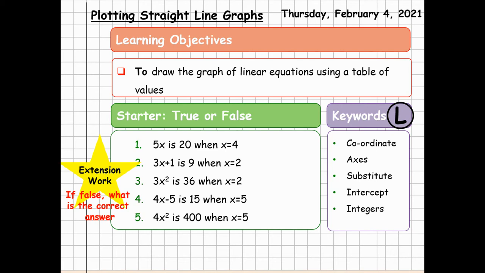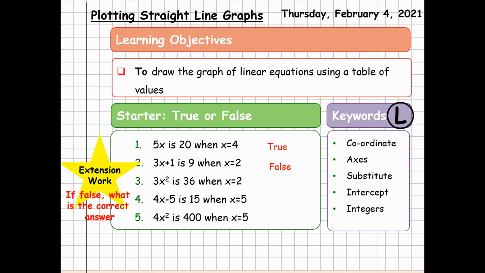Okay, let's just quickly go through this. So 5x is equal to 20, that's true when x is equal to 4 because 5 times 4 is equal to 20. 3x plus 1 is equal to 9 when x is equal to 2. Let's try that out. 3 times 2 is 6 plus 1 is 7. So it's not 9. So that's going to be false. Okay, so if you got 7, then you're correct. If you corrected it, well done.